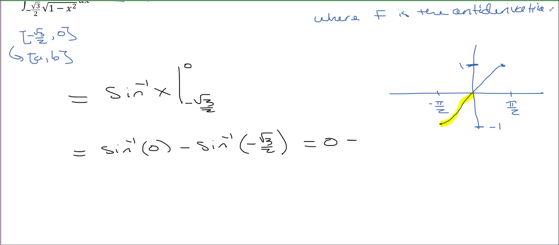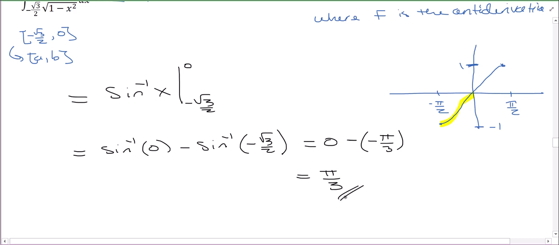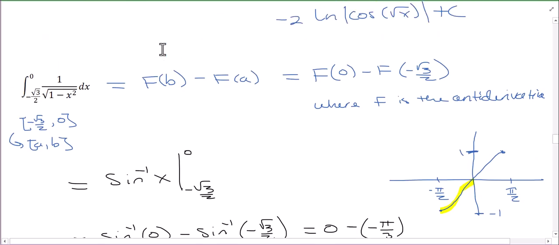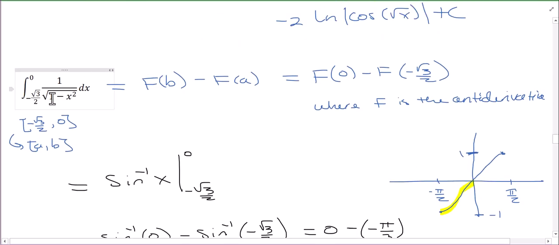So what's the value? 0 minus negative pi over 3. Pi over 3 is the reference angle. So then negative times a negative becomes positive. So pi over 3 will be the area between this curve and the x-axis from negative root 3 over 2 to 0.